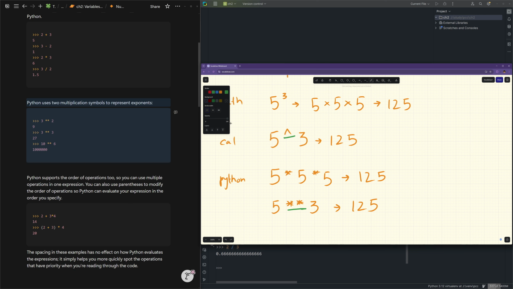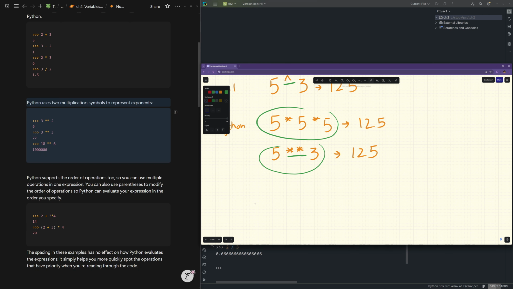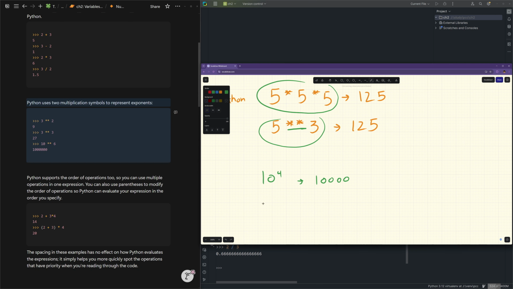Or if you don't want to use it, there is not a strict rule. You can type it out like this. They will give you the same result. This is just a shorthand notation. So for example, we can raise 10 to 4. Now that's 10,000. Now you can do the same in Python. 10 double asterisk 4. That will also give you 10,000.